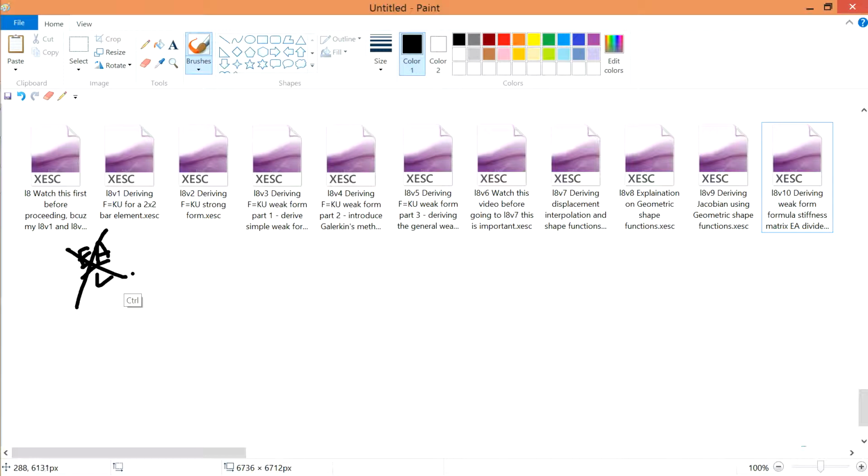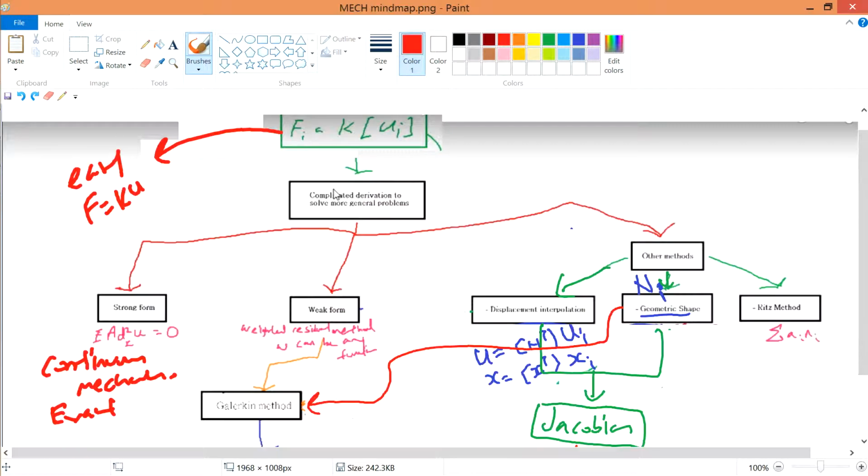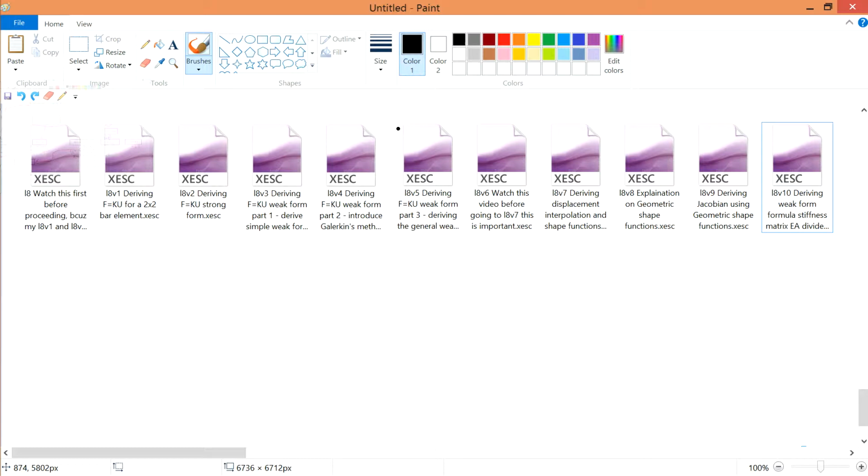Not EA over L. We are deriving the easy way of F equals to KU, which is also explicitly defined inside your mind map over here. And then in the next video, this is the easy way, and in the V2 video, we say that we're going to do the strong form.